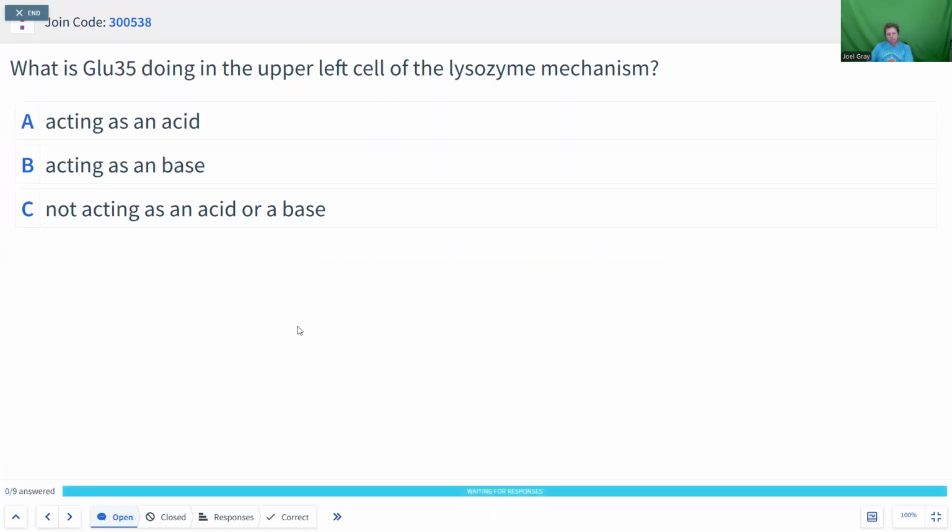Okay, it's acting as an acid, a base, not acting as an acid or a base. I think we can get 30 answers. Yeah, I'm going to be very, what's the word? Bullish.